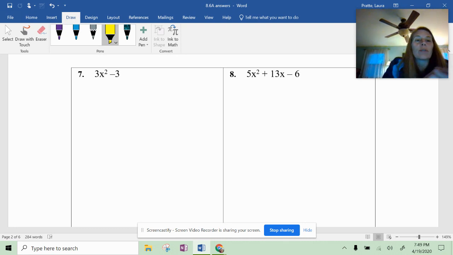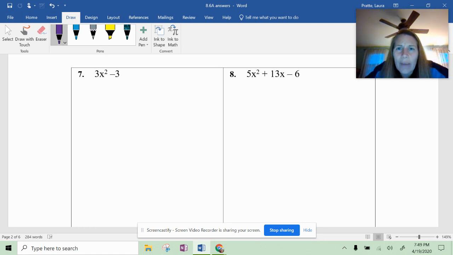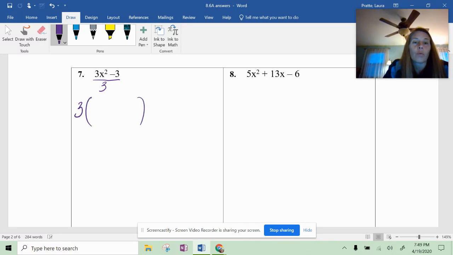So if you take a look at number 7, for example, there's not a lot we can do right now because there's only 2 terms. It's a binomial. But you'll notice that both of these are divisible by 3. So the first thing you want to do is take out that GCF. So I'm going to divide out the 3, which would leave me with 3x squared divided by 3 is just x squared. And then -3 divided by 3 is -1.